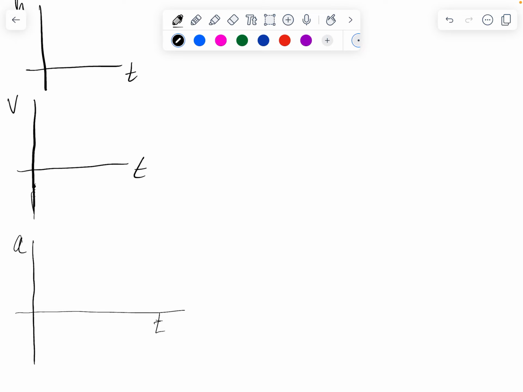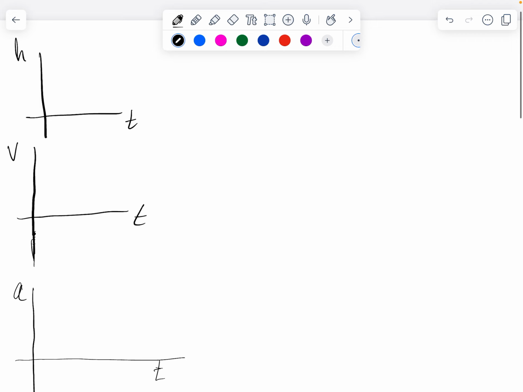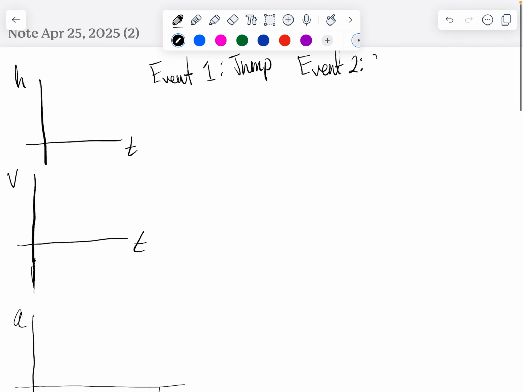All right, so just to start, we know that in this scenario the person is going to be jumping off the building at 553 meters, and they get caught midway through their fall, and they land at 0, okay? So that's 3 separate events, okay? So event 1, jump, event 2, cut.